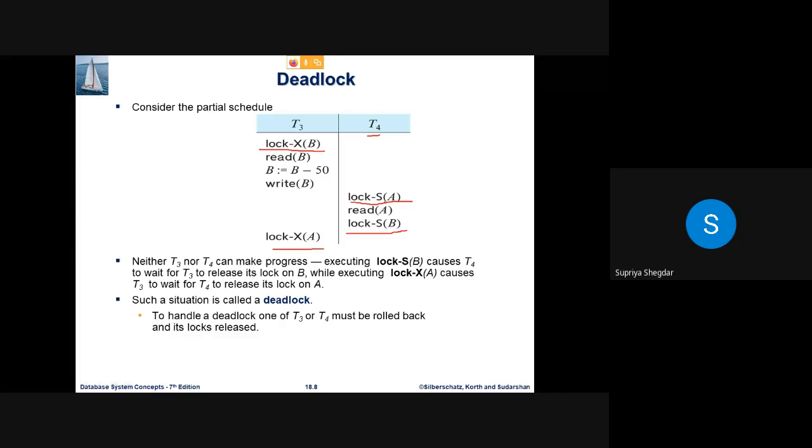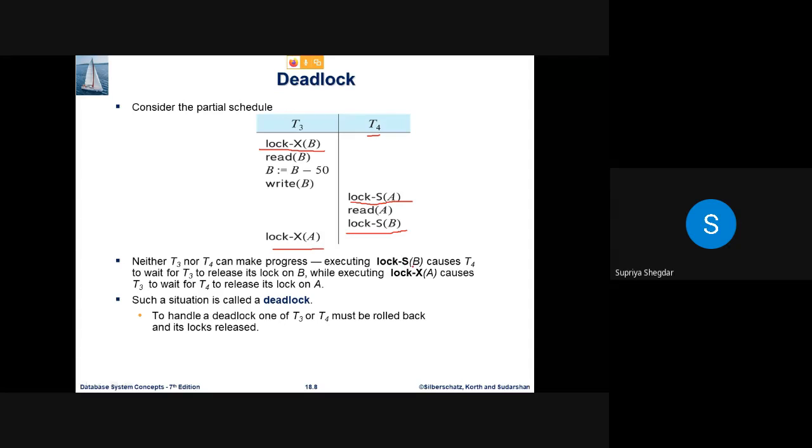Understood what is meant by deadlock? Okay, so here we can read the explanation. Here neither T3 nor T4 can make progress. Means what? These two transactions, their execution is not completed yet, or they cannot make any kind of progress.